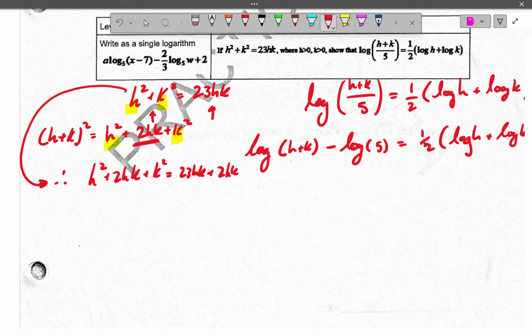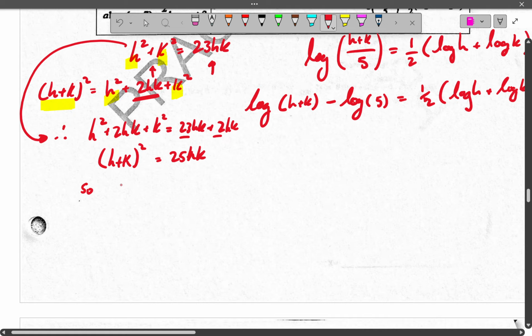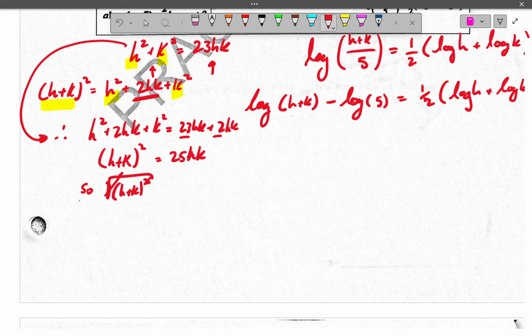And as you saw just here, this left-hand side is just equal to h plus k squared. So this is h plus k all squared, which is equal to 23hk plus 2hk, or 25hk. So if I take the square root of all of this, that will cancel out. And now I say h plus k is equal to the square root of the right-hand side, which would be the square root of 25 times hk.